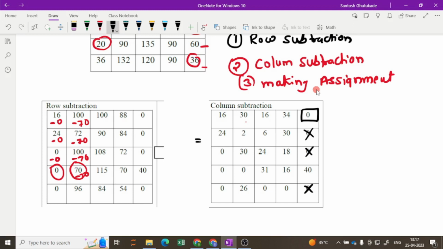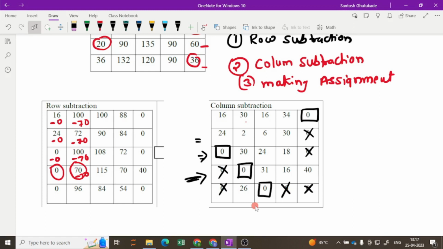Then coming to the third row, here there is a 0. So we will give the assignment here and we will cross other zeros in that row and in that column. Then coming to the next column, here there is one 0 left. So we will make the assignment here and cross other zeros, but there are no other zeros in that row and in that column. Then coming to the last row, in the last row there are 2 zeros. So I will give the first 0 the assignment and I will cross the other 0.